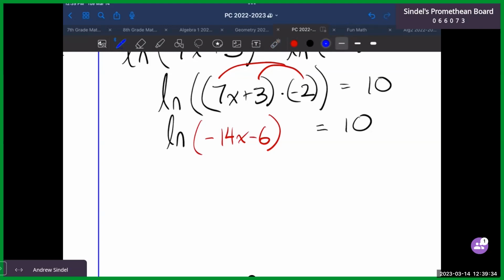It is base e. So I'm gonna say e to the power of all of this, natural log of -14x minus 6, is equal to e to the power of 10. As Alden predicts, this cancels, there's a base down there that theoretically cancels as well, giving us -14x minus 6 is equal to e to the power of 10.